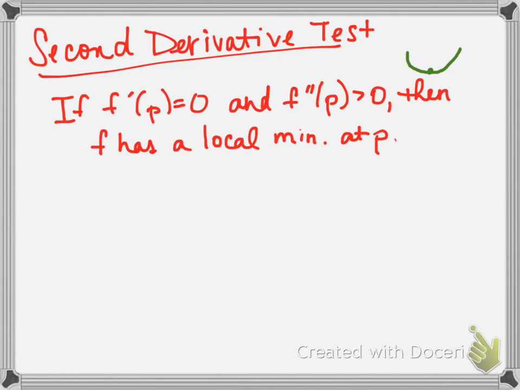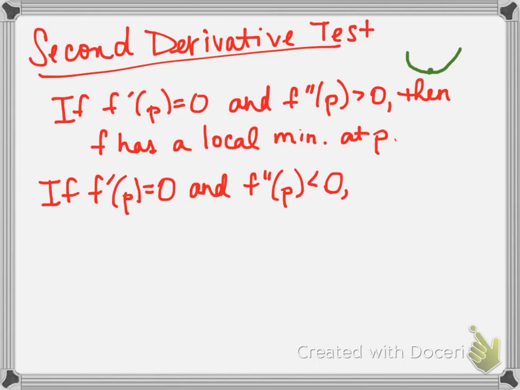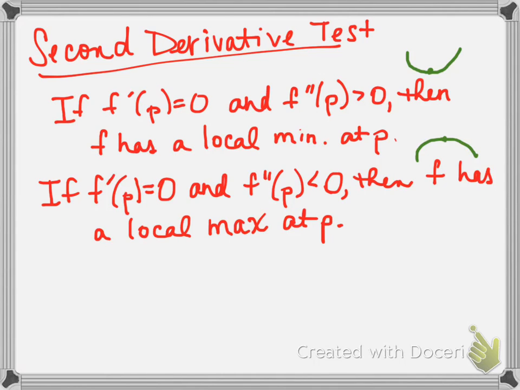So the next statement is that if f prime of p equals 0 and f double prime of p is less than 0, so we've got a horizontal tangent line, and we're concave down. Concave down, horizontal tangent line. So what do you think is happening at p? f has a local maximum at p.